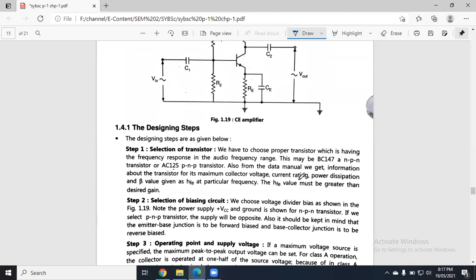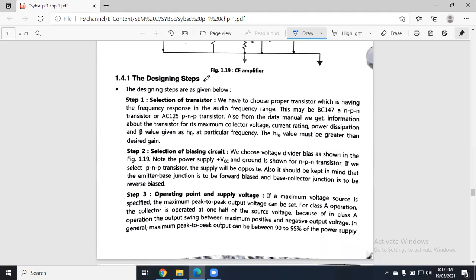Now we'll start how to design a single stage class A amplifier. Different designing steps are given here. What is the first step? What is the second step? What is the third step? Likewise, all the steps are given and we have to follow these steps while designing an amplifier. The first step is selection of transistors, which is very important.